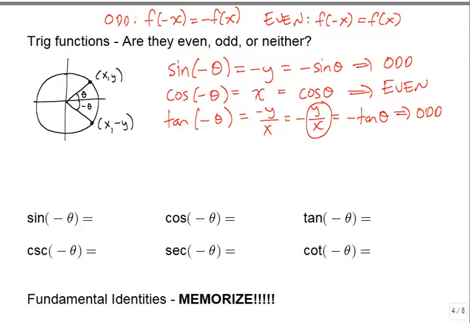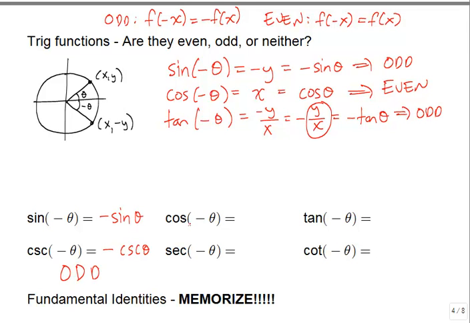The reciprocal functions would be exactly the same as their pair. Sine of negative theta we showed was minus sine of theta, so its reciprocal would do the same thing. We can pull that negative out, and we would get negative cosecant of theta. That shows that these two functions are odd.